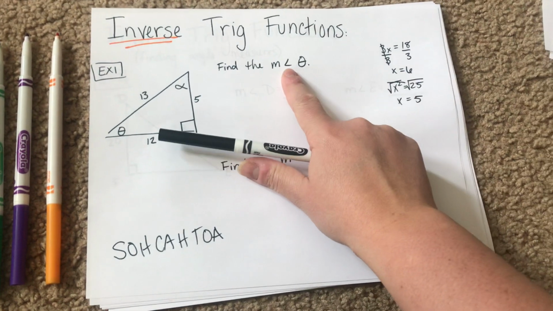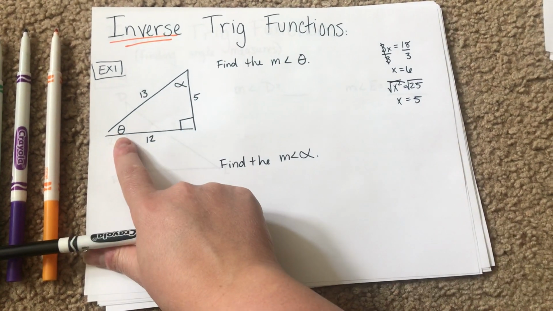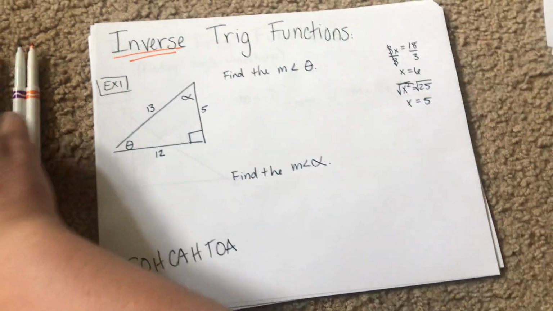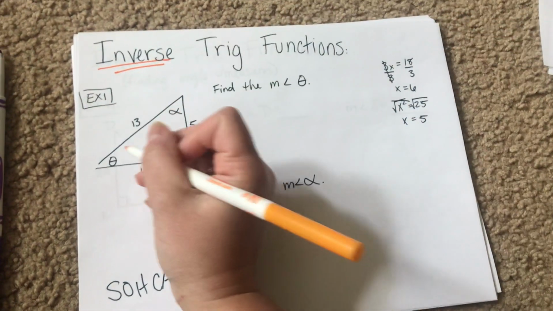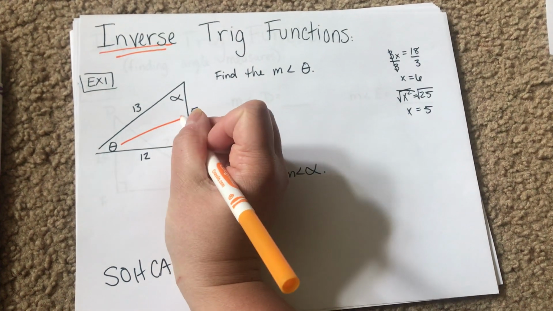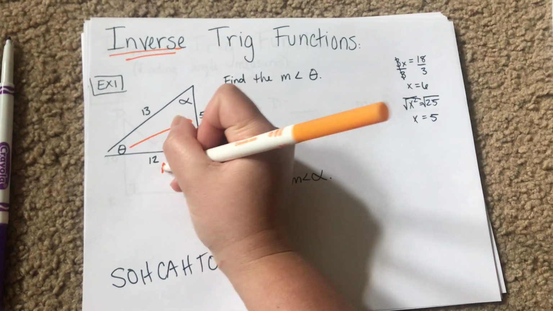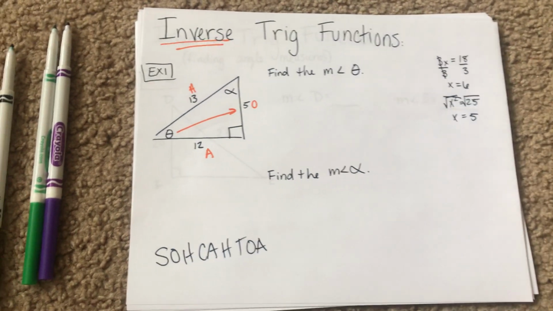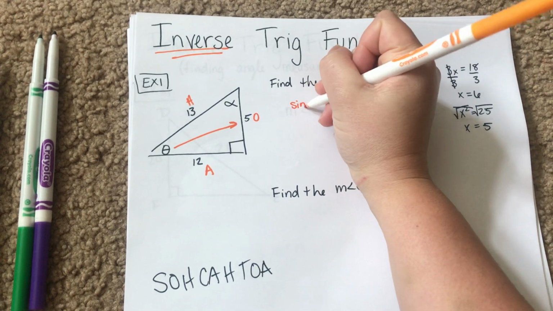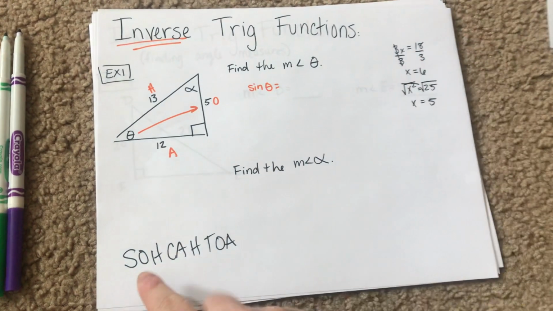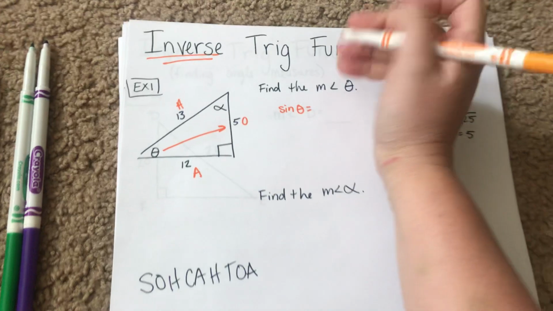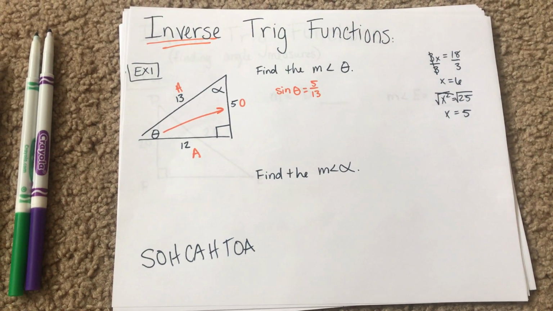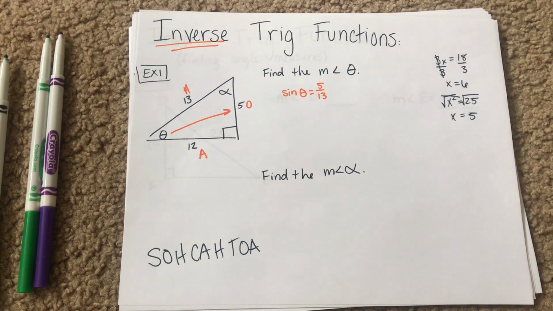If we're looking for the measure of angle theta, that's this one down here, we could do it 3 different ways. We could use sine, cosine, or tangent. Let's start with sine. Looking at theta, I'm going to label my sides first. We have our opposite, our adjacent leg, and the hypotenuse. If we want to use sine, we would have sine of theta equals opposite over hypotenuse, opposite being 5, hypotenuse being 13. So that's all fine and dandy. It's 5/13. That's our ratio.